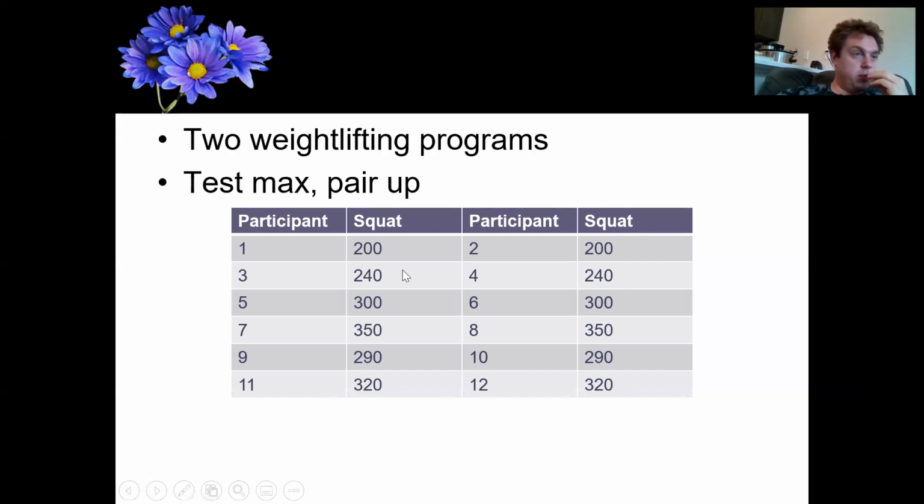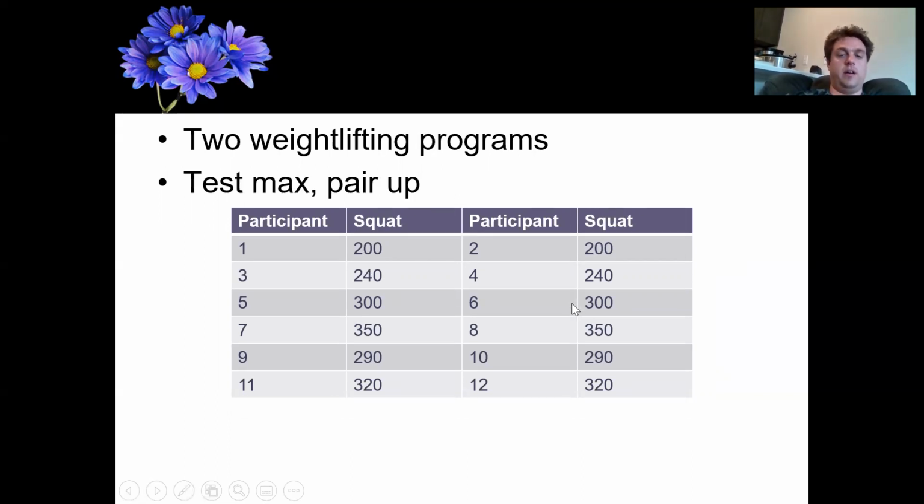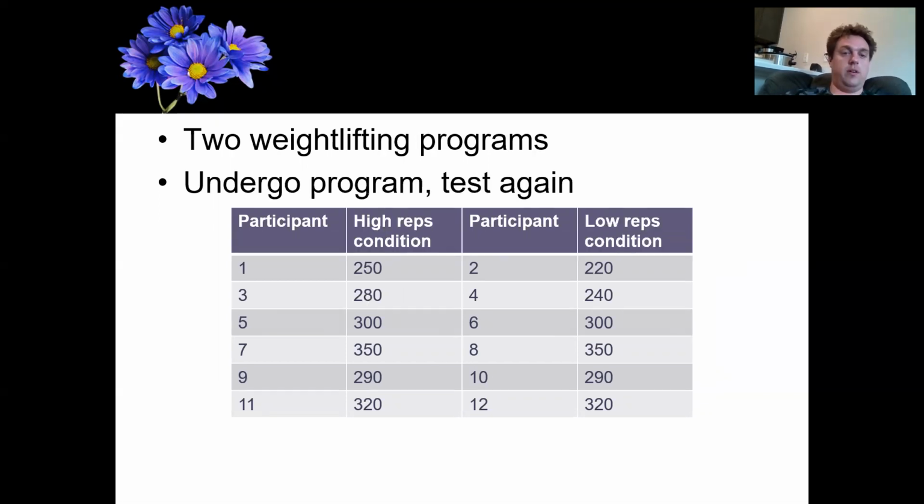Okay. What I'm going to do now is actually split them up into the different conditions. So now that I've paired them off based on their baseline score, now they each get the treatment. Participant 1 goes into the high rep condition, participant 2 goes into the low rep condition, 3 goes into the high rep, 4 goes into the low rep. Like we saw here, again, that's all based on their initial score of our measure.